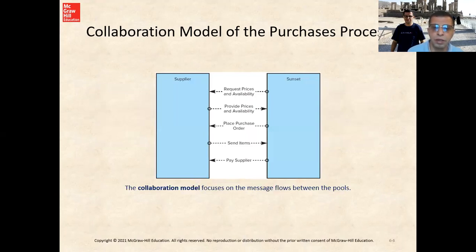If we look at it in a collaboration model, we look at the message flows between the two pools, which are Sunset, us, and the suppliers. First step, we send the request for price and availability as a message. And if it's available, they provide the price and availability. Then we place the purchase order, and then the item is sent, and we pay the supplier.